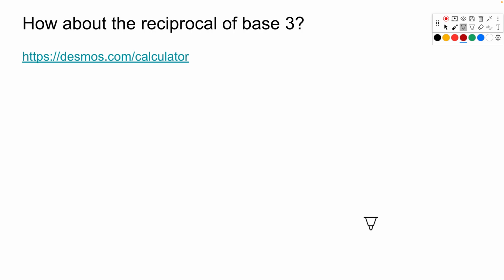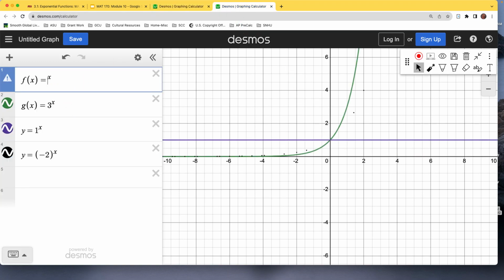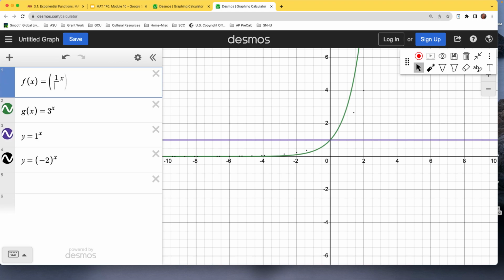The reciprocal of base 3. So what would be the reciprocal of base 3? Well, that would be 1/3 to the x, and that we've actually already graphed, or something similar, right? Let's see if I go back here. Maybe I'll change this to the 1/3 power, and they look like one was reflected over the y-axis, doesn't it?